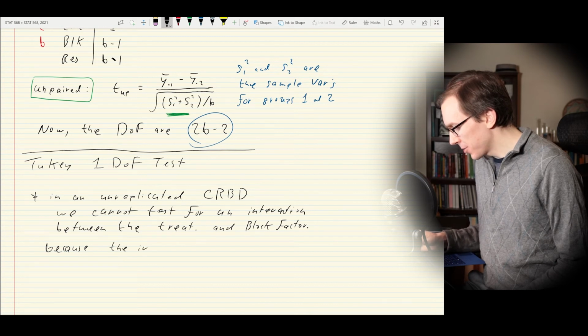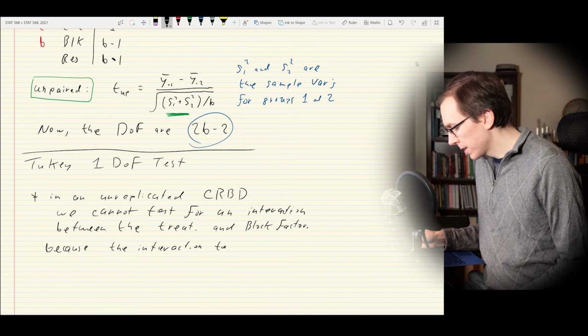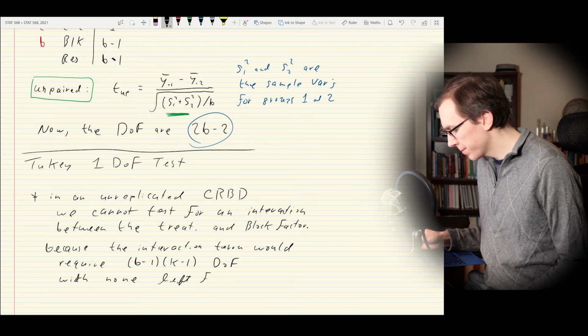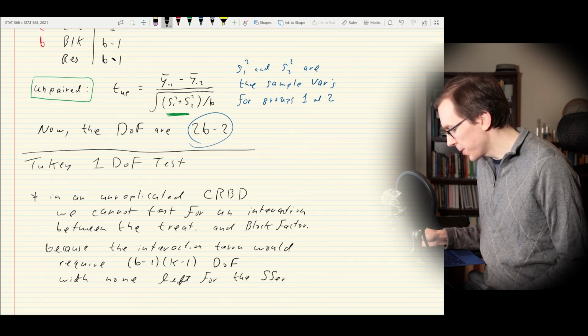The interaction term would require b minus 1 times k minus 1 degrees of freedom, with none left for the residuals, or the error sum of squares.